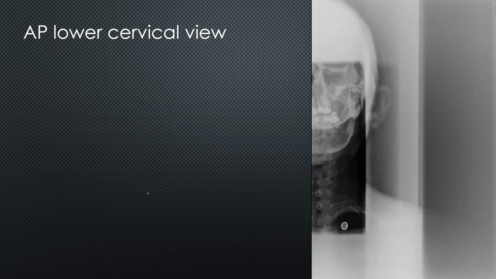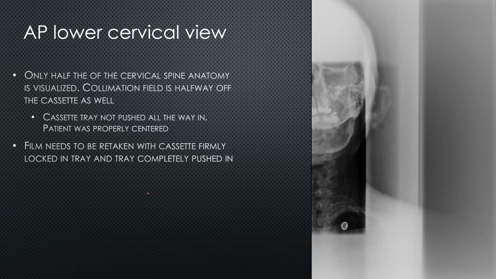And then here we have another example of an A to P lower cervical spine view. As you can see, we are not assessing the entire cervical spine. We are seeing just half of the cervical spine present. This is because the cassette tray was not pushed all the way in. So everything was done correctly. The patient was properly centered. The tube tilt looks like it was good. Whoever took this x-ray just forgot to close that cassette tray at the end, and they pushed that button, and that's what happened.